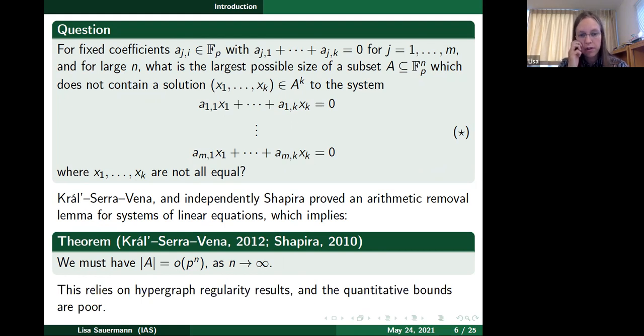And let me also point out that this is in some sense a very difficult result, because even though it's trivial to deduce it from this arithmetic removal lemma, these papers are something like 10 pages long, but they do rely on hypergraph regularity results. So in some sense, this is much deeper than it may look at first glimpse. And also the quantitative bounds one gets for this little o of p^n are very poor.